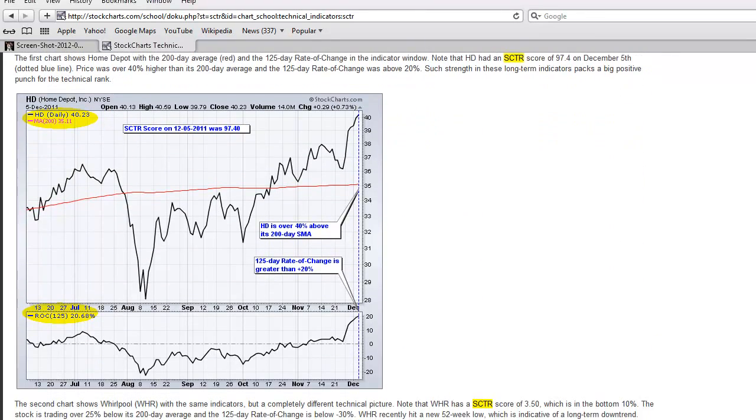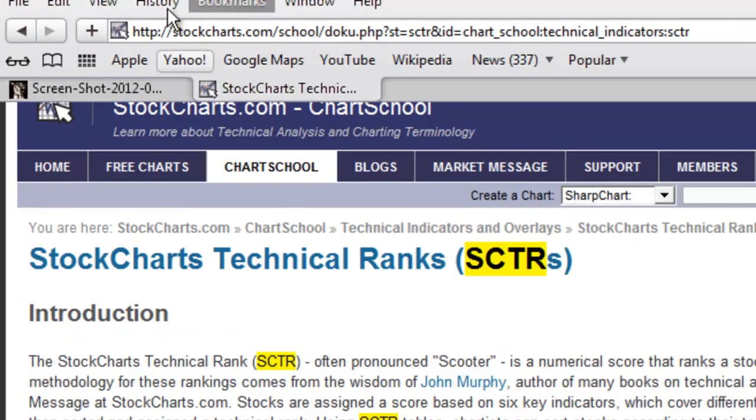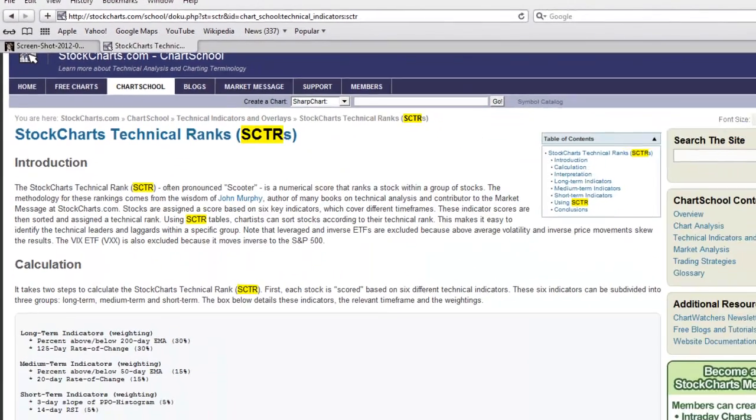You want to see a rising SCTR on your stocks. So you can look at that. Here's the link here. So that's gold.